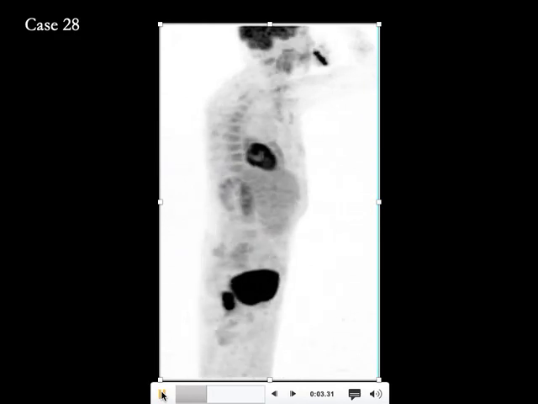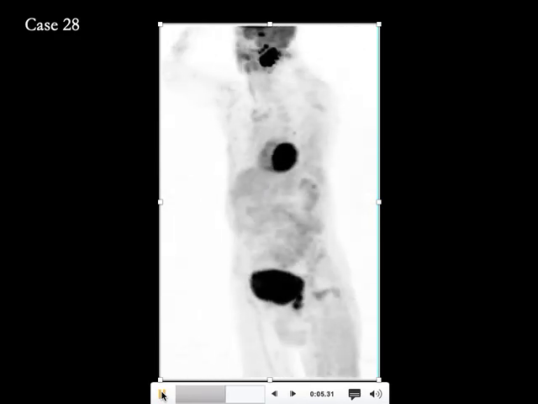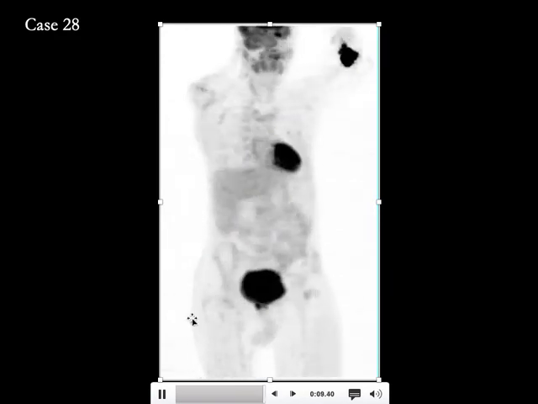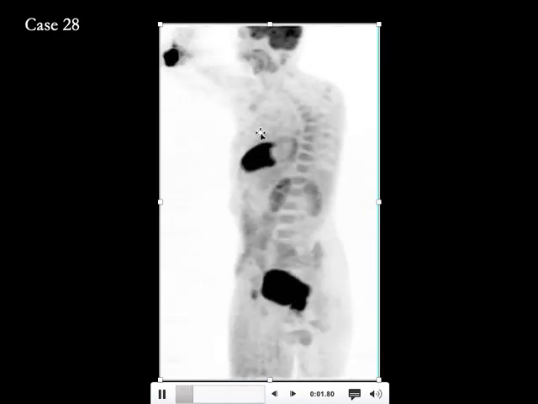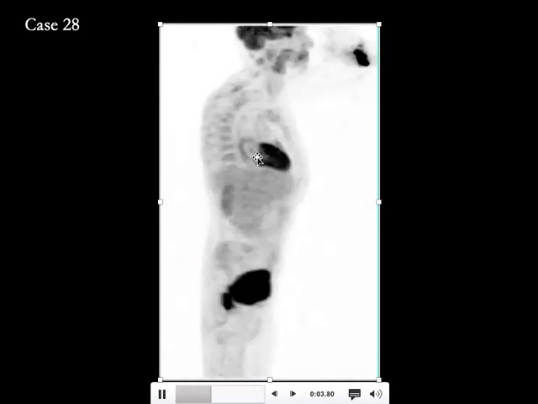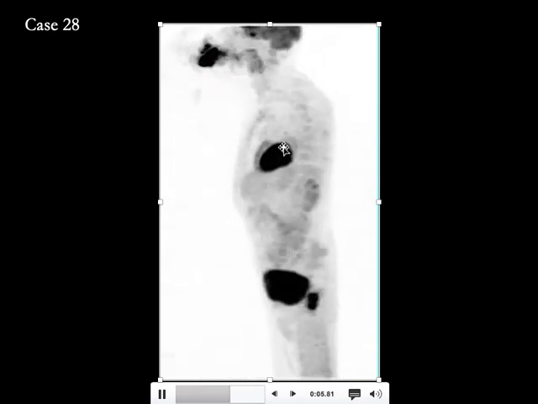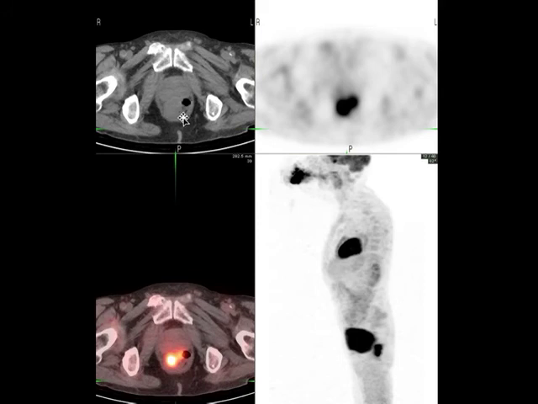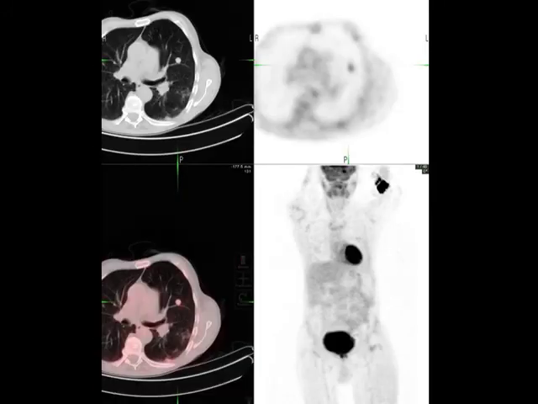Next case shows another patient with history with rectal cancer. We see large focus of hypermetabolism behind the urinary bladder. There is a faint focus of activity seen here in the left lung. Here is rectal thickening, which is hypermetabolic, and this focus in the lung corresponds to this hypermetabolic lung nodule consistent with metastatic disease.